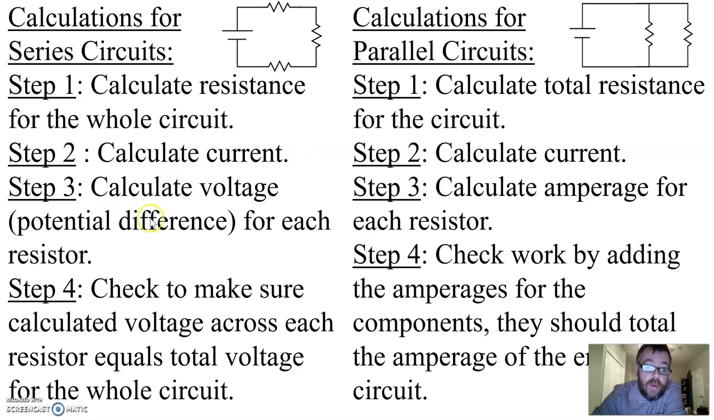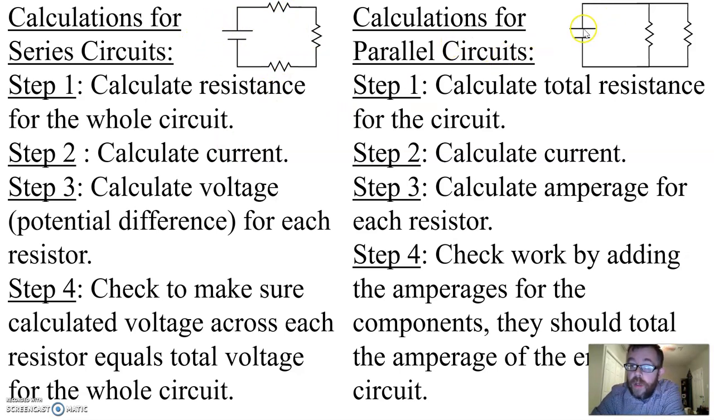You'll calculate the voltage for each resistor. Remember that the voltage will be different at each location based on its resistance and the amperage, because the amperage is going to be consistent all the way through, or constant all the way through. And then you'll check to make sure that each of these little bits of voltage drop adds up to whatever your voltage was that you were starting with.